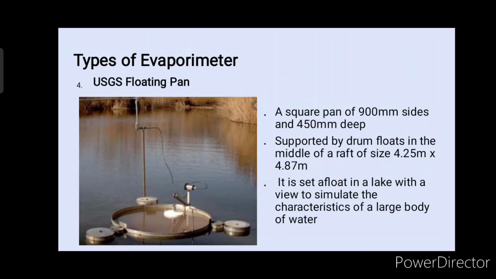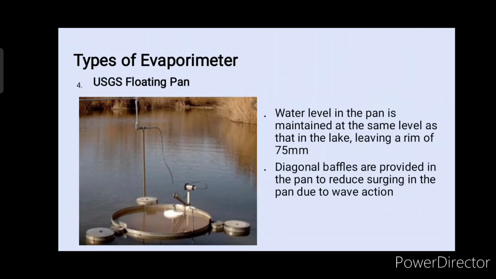Next is USGS floating pan. This is a square pan of 900 millimeter sides and 450 millimeter deep. It is supported by drum floats in the middle of a raft of size 4.25 meters by 4.87 meter. It is set afloat in a lake with a view to simulate the characteristics of a large body of water. So yan, as you can see in the figure, the USGS floating pan is on the lake.